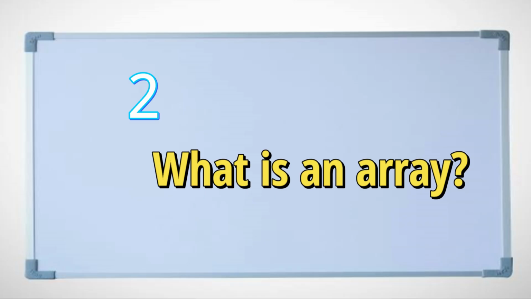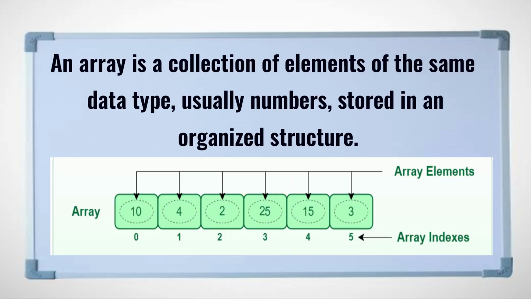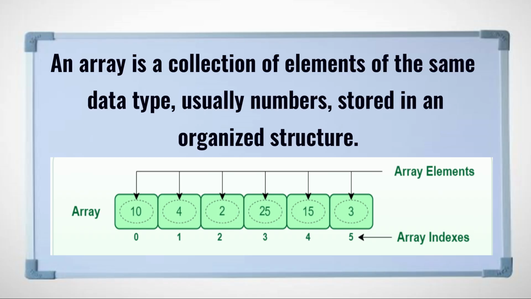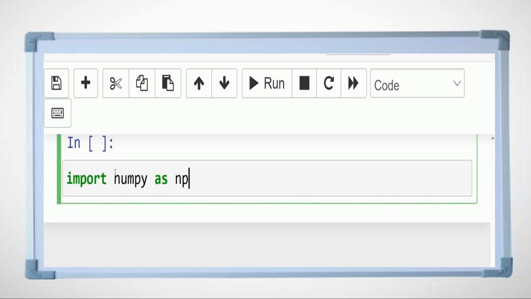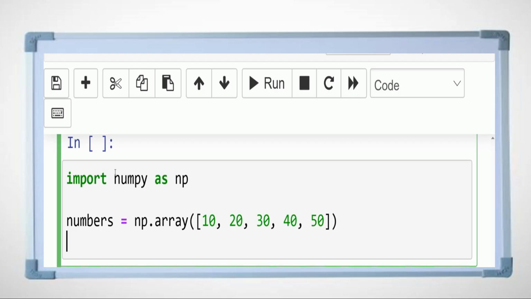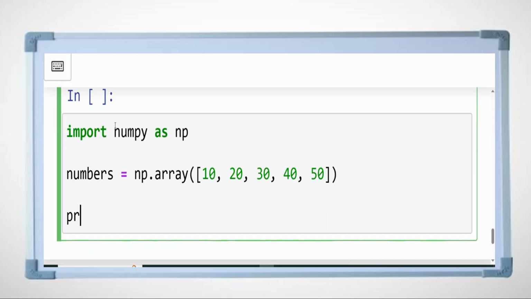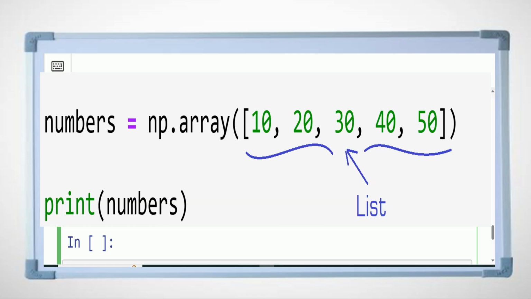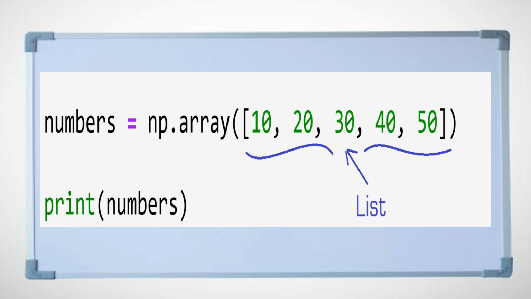2. What is an array? An array is a collection of elements of the same data type, usually numbers, stored in an organized structure. This can be represented as a NumPy array. In np.array, np is the Python library NumPy, and array, after that you can see parentheses, which means it is a function and it is used to create an n-dimensional array object. Inside the parentheses of the array function, you can place a list of numbers. Output: 10, 20, 30, 40, 50. Notice that we used np.array to convert a Python list into a NumPy array.